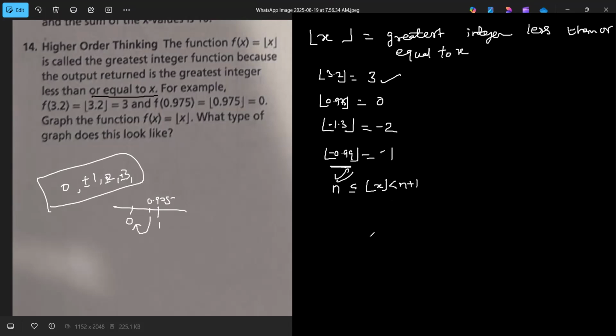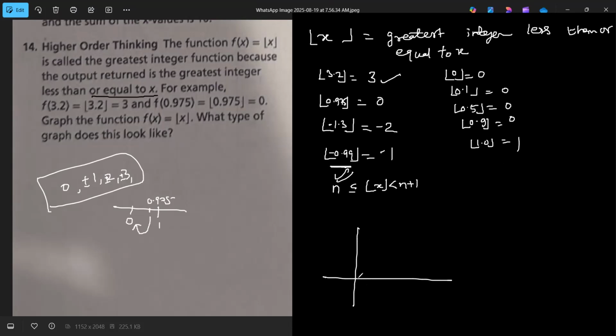Yeah. So, you can see that if I ask you what is the value of 0, it is 0. What is the value of 0.1? It is 0. What is the value of 0.5? 0. What is the value of 0.9? 0. Understood? What is the value of 1? 1.